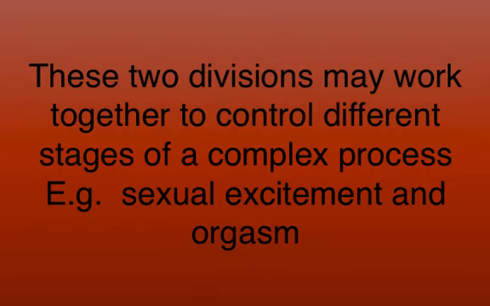At times, these two divisions are called to work together, with each controlling one stage of a complex process. For example, parasympathetic nervous system activation is required to cause sexual excitement, whereas sympathetic nervous system activation is required to cause ejaculation of semen or orgasm.